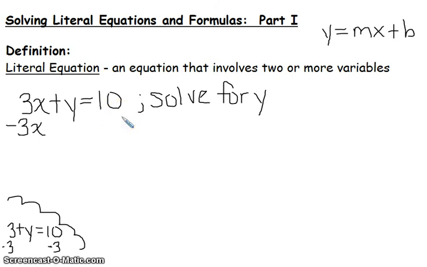But I'm going to run into an issue here. This 10 does not have an x. There's not an x on this side at all. So I can't literally subtract 3x from 10. They're not like terms.